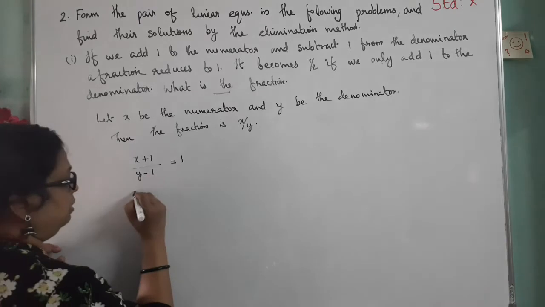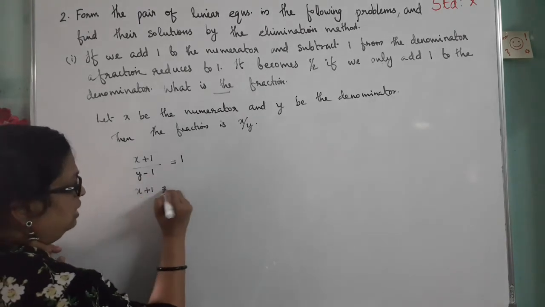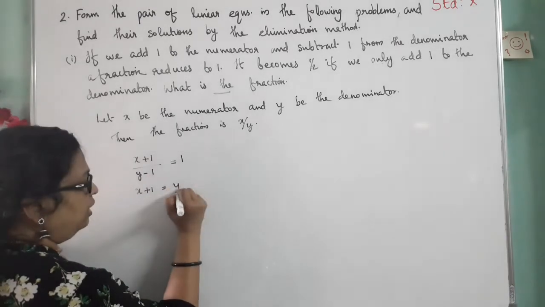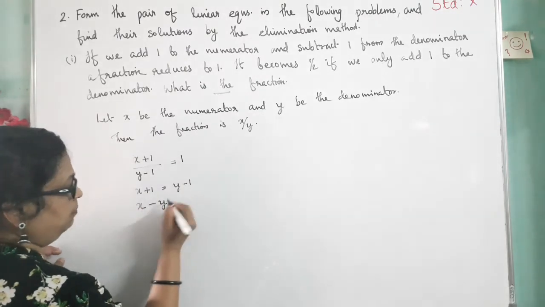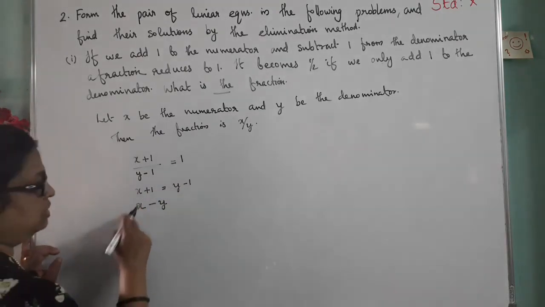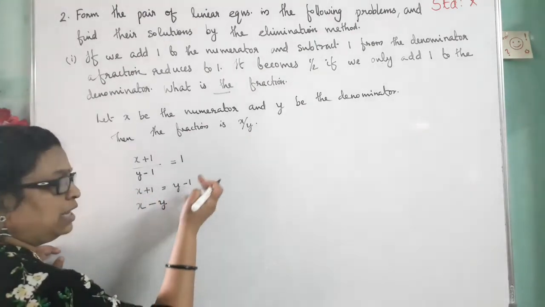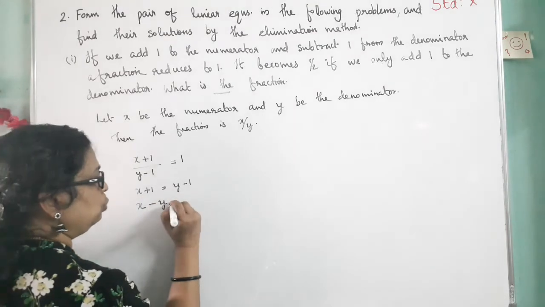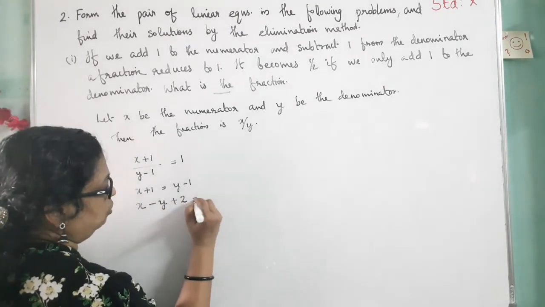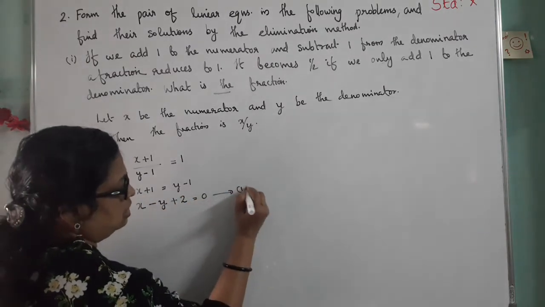Then cross multiplying we get x plus 1 is equal to 1 into y minus 1, that is x minus y. This y transposes to the left side, then plus 1, this minus 1 transposes to the left side plus 1, that is x minus y plus 2 equal to 0. This is equation number 1.